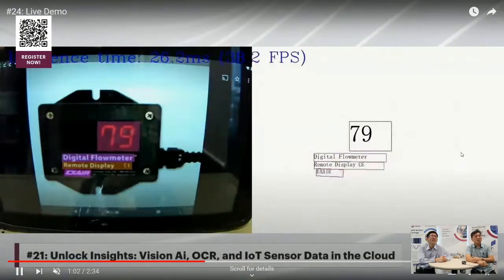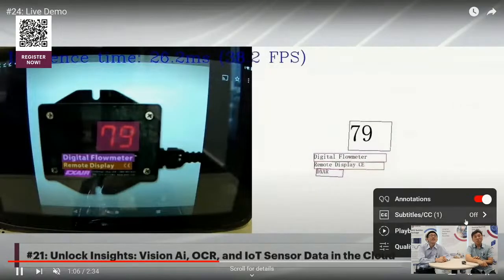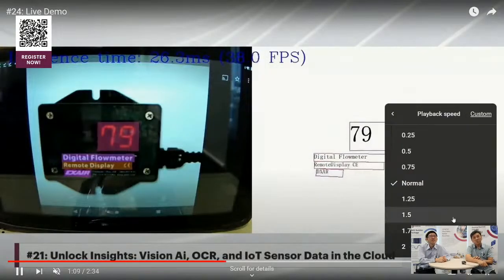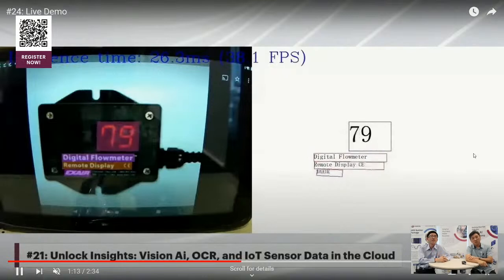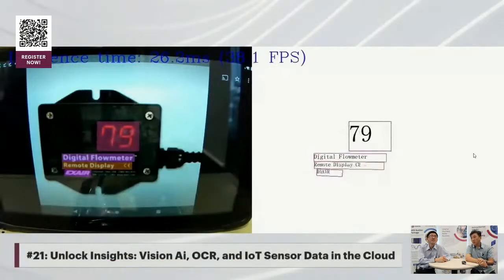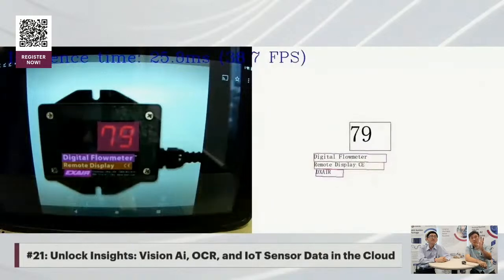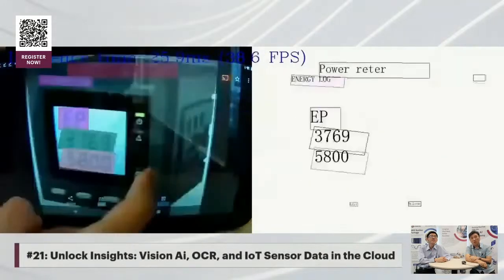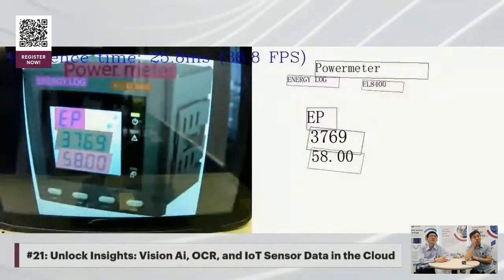Okay, this is another one. What is this actually? This is a digital flow meter. Same thing. The right hand side is the result. But of course, the image processing part is very important. The image cannot be too blurred, otherwise the numbers may be read differently, incorrectly.